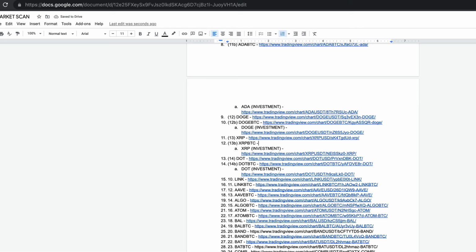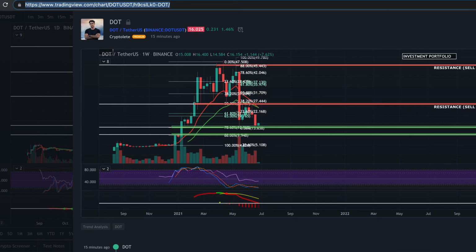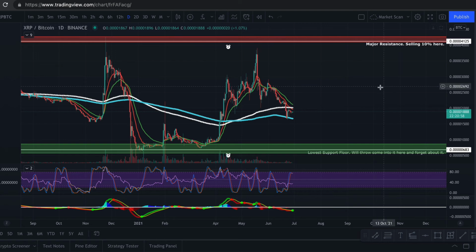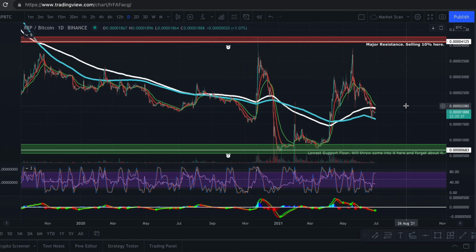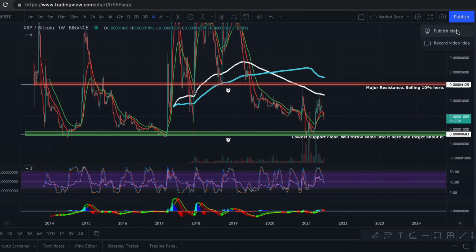Okay, and I forgot to put the XRP BTC trade or whatever. I never made one. Did I not make one? I guess I didn't make one. It broke below, so technically this is really it.